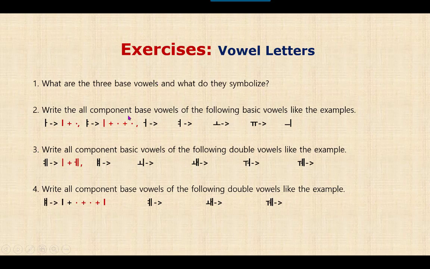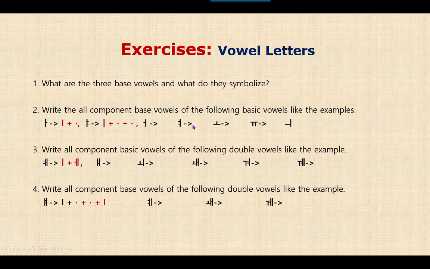Write all component base vowels of the following basic vowels, like the example here. This is ah. What sort of base vowels are included here? It is a combination of what? A vertical line and what? A dot. Let's call it dot. This one? A vertical line and two dots. This one? You must find the answer for this one. What comes first? Dot comes first. Dot plus what?